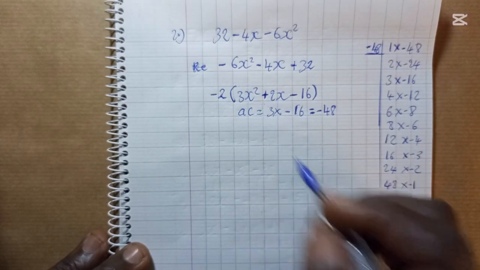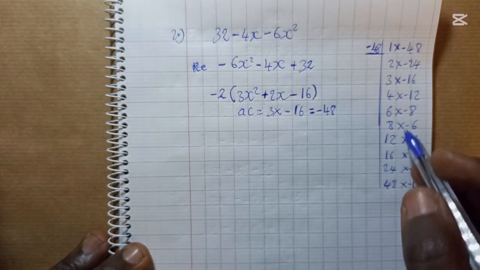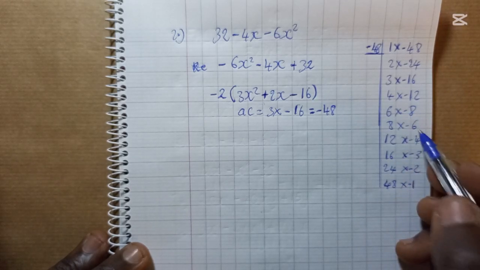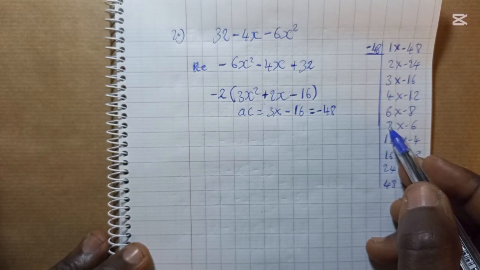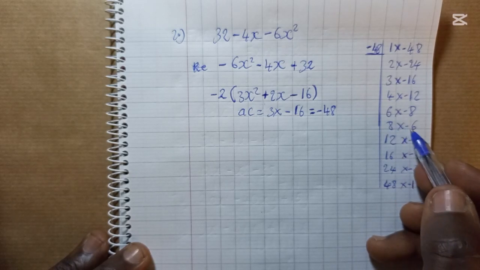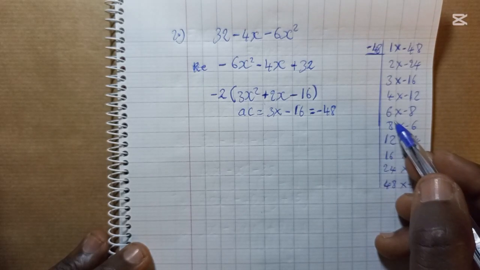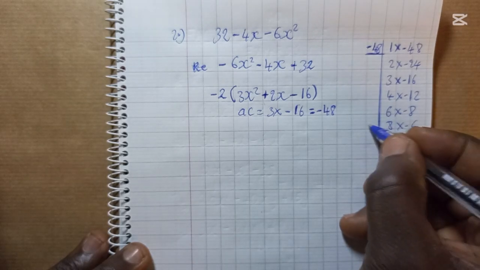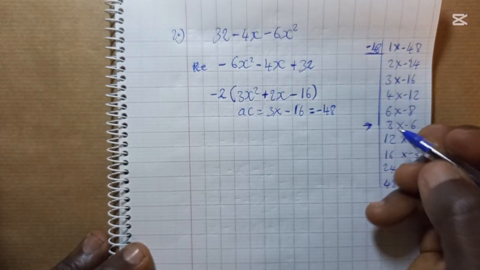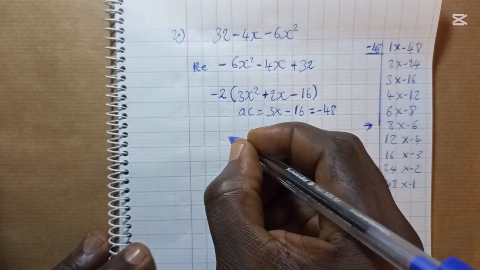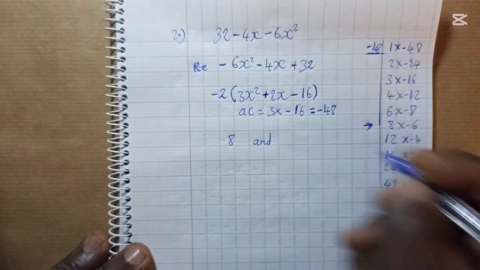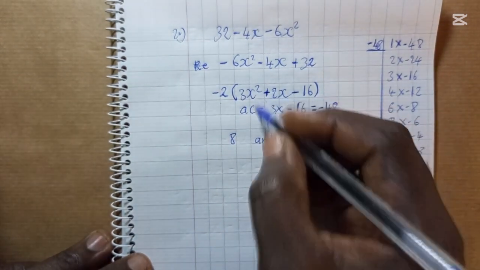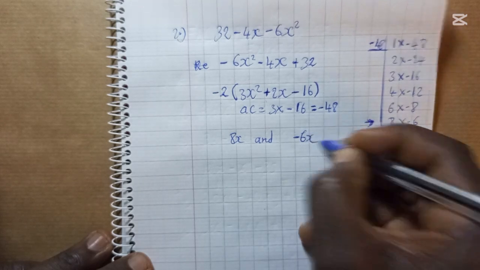Now if you observe, go through them yourself, you will see that this particular one, 8 times this, can give us this. 8 plus minus 6 will give us 2. So this is a particular one that can work for us. Therefore the numbers are 8 and minus 6, and the variable here is x. Just add x to them.